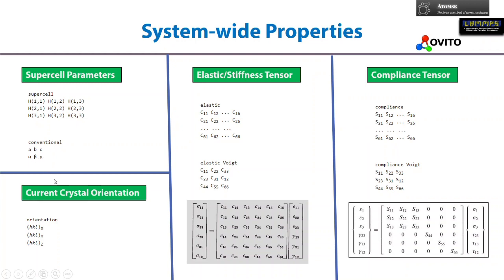Next you can see the current crystal orientation. You can use the word orientation, and you can indicate the Miller indices along the three axes. What you need to know here is that in current crystal orientation, the orientation of the crystal does not get rotated, but the new crystal orientation gets defined.